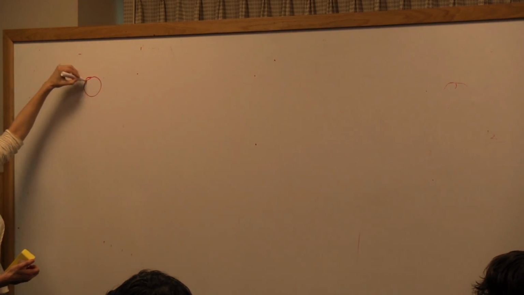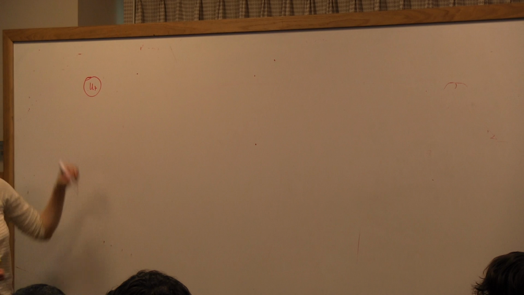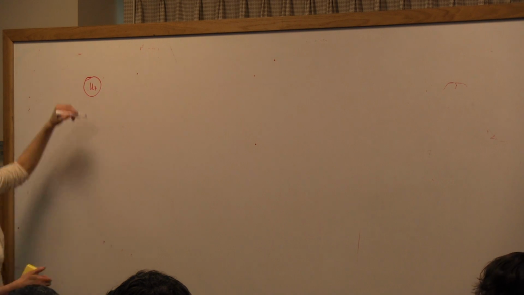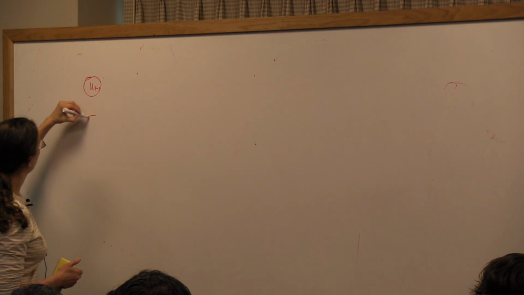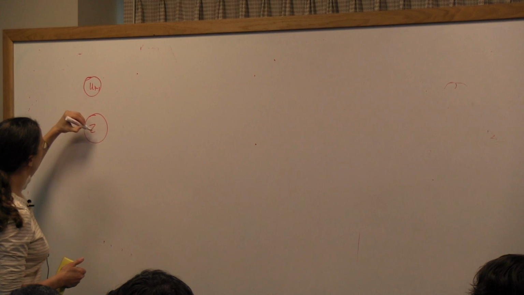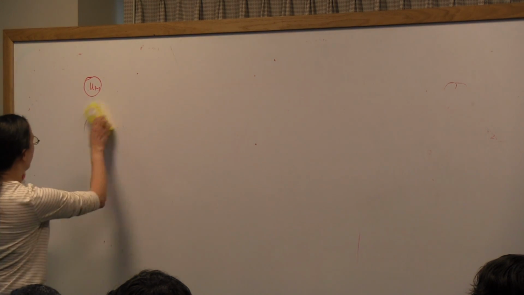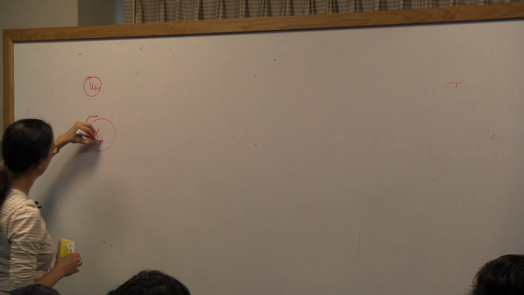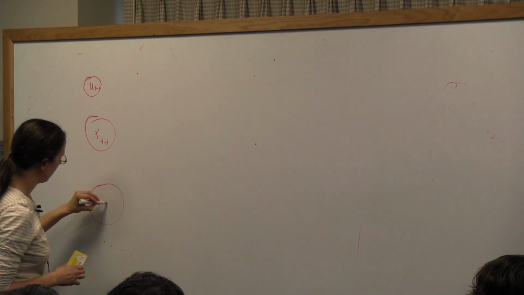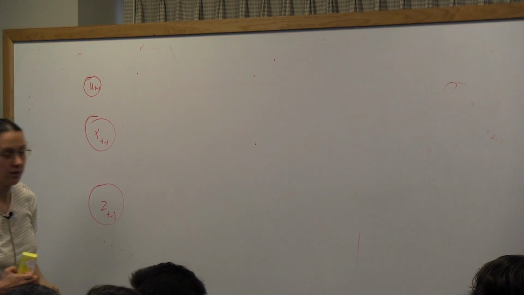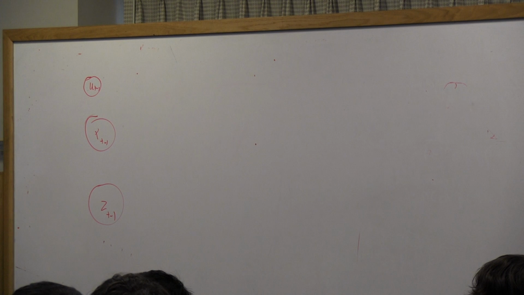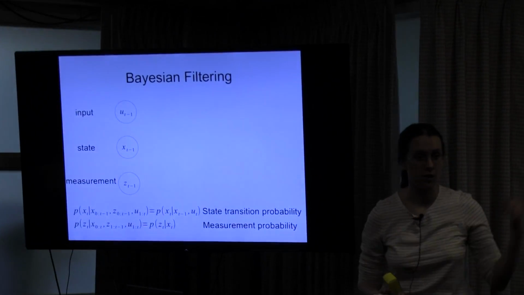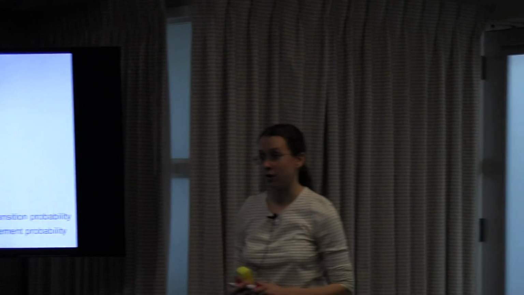Okay, so we have u of t, u of t minus 1, x of t minus 1, and z of t minus 1. So what else do I need to capture these two independence assumptions? First of all, I can draw an arrow on this right now, just with what I know.